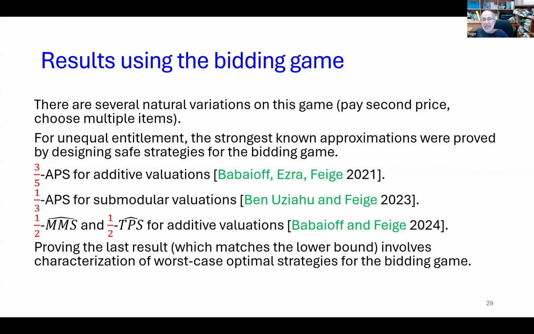And since this last result, half MMS, is tight, its proof is somewhat different from the proofs of the earlier results. In the earlier results, we designed ad hoc strategies that achieve what we want. In the last result, because it is tight, we really need to design optimal strategies to achieve what we want. And this requires us to characterize how worst case optimal strategies look in the bidding game. So we have some results in this direction as well, as a byproduct of this result.